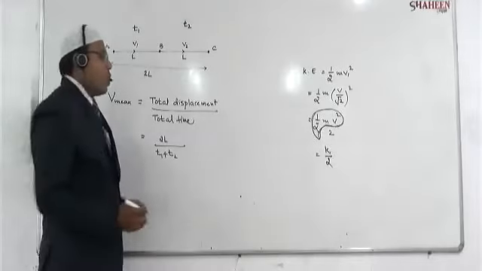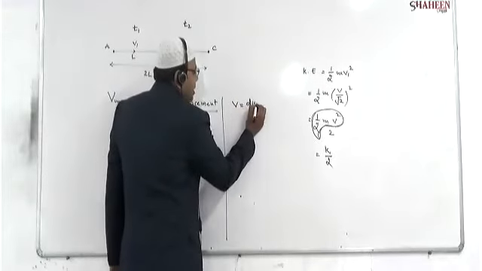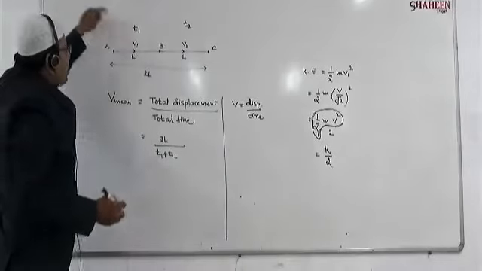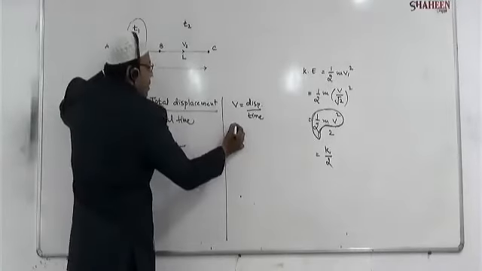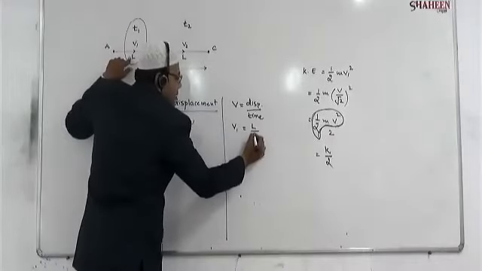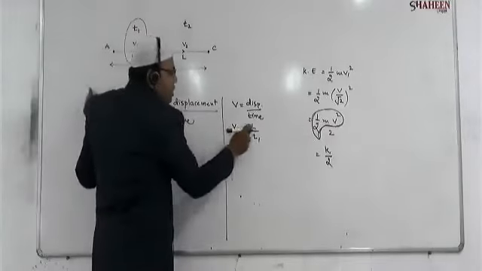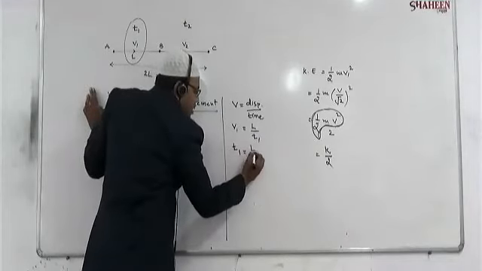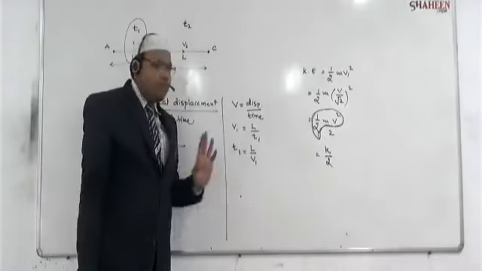So T1 and T2, how to calculate? Let us see. Pay attention. Again, velocity is equal to displacement by time. For this situation, only for this situation, what is velocity? Velocity is v1. Displacement from here to here, how much is the displacement? L, and time is t1. So only for this situation, v1 is equal to displacement by time, that is L by t1. So from this, t1 is L by v1.